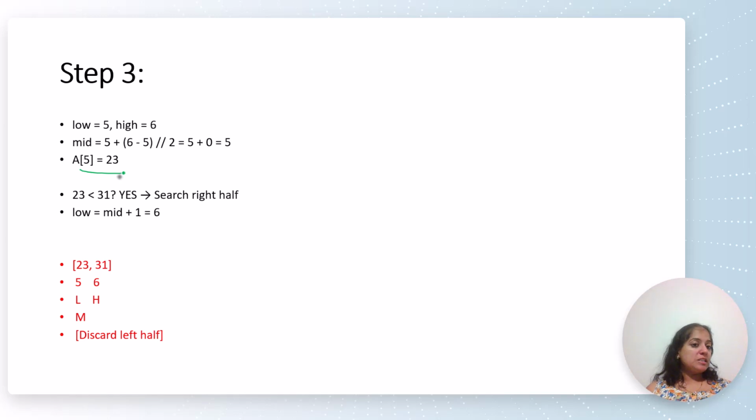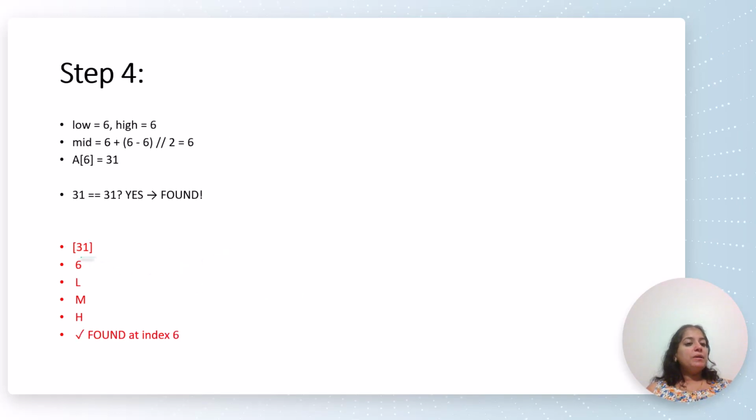which comes out to be this one. Is 31 greater than 23? Yes, that means the element is present in the right side. So the element is present here. And then you compare it by itself.